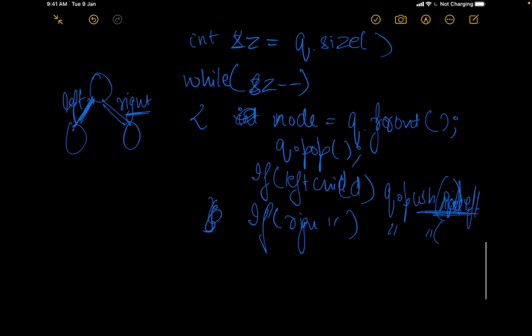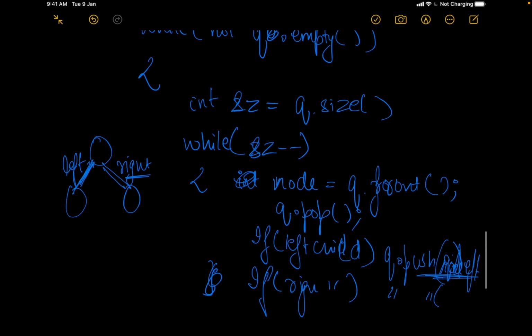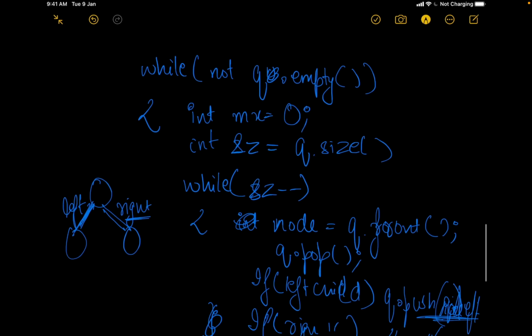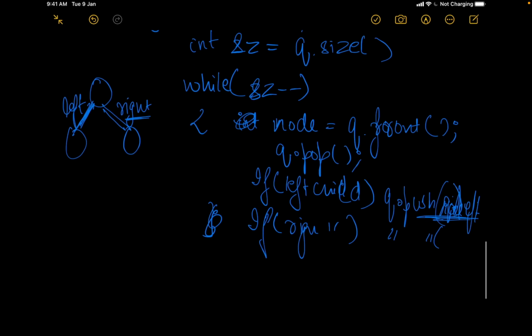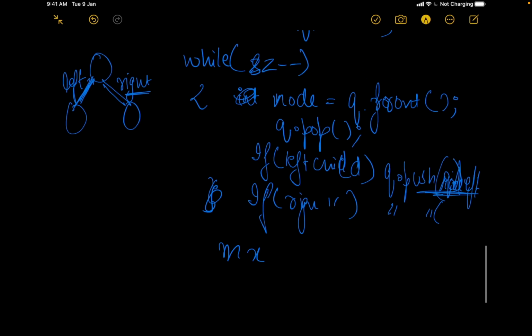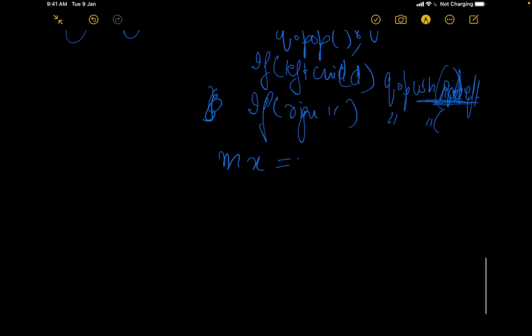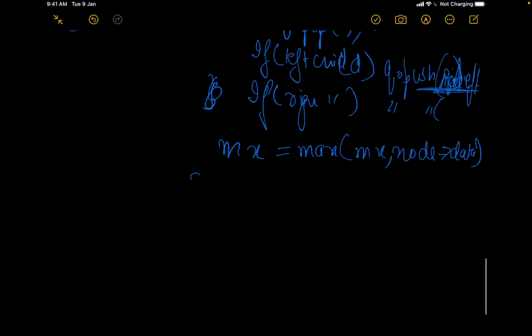Cool. So after this is done, over here I can also have a variable that can be used to store the maximum value. Let's initialize it with 0, and over here I can say that mx, the variable which we have defined over here, would be the maximum of the value it's having or the value at the node. With that we can close this particular loop.